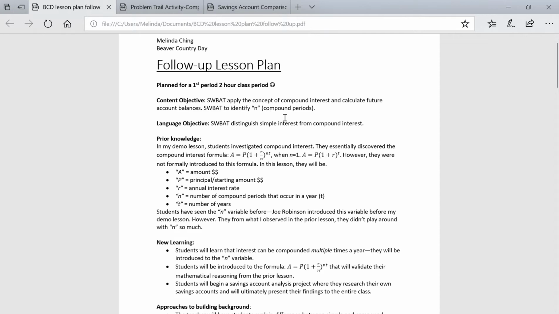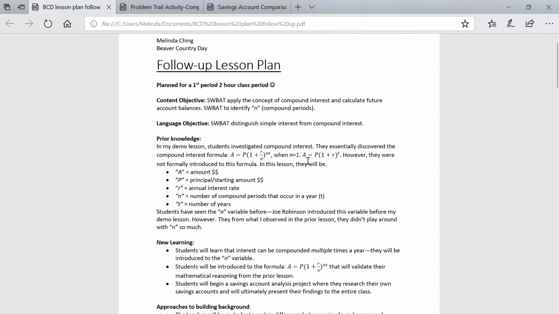So to get started, I wanted to talk about the objective. The objective of this lesson would be to further develop the students' concept of compound interest and be able to calculate future account balances. Now, on Friday in my demo lesson, students investigated compound interest, and they actually discovered on their own a version of, or the actual compound interest formula.